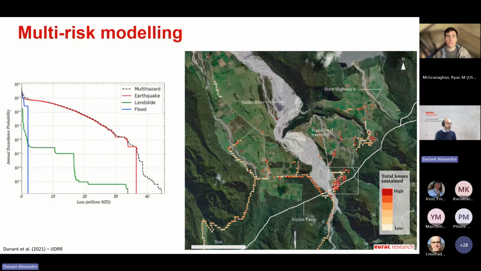But we also did a full probabilistic assessment that you can see on the left-hand side, and we compared what the result would be of multi-hazard versus taking single hazard.